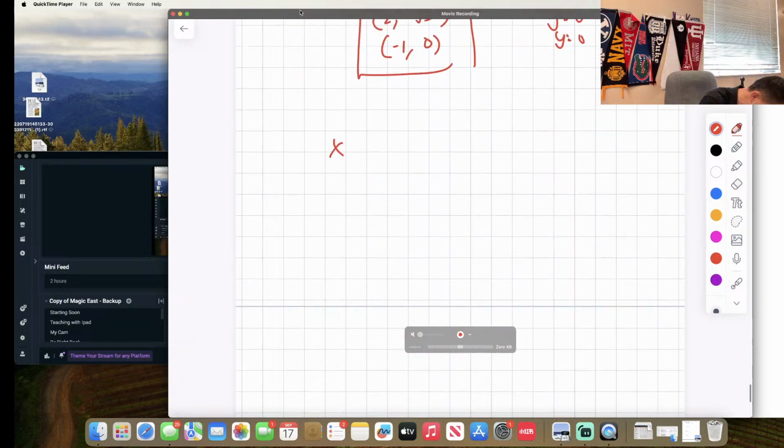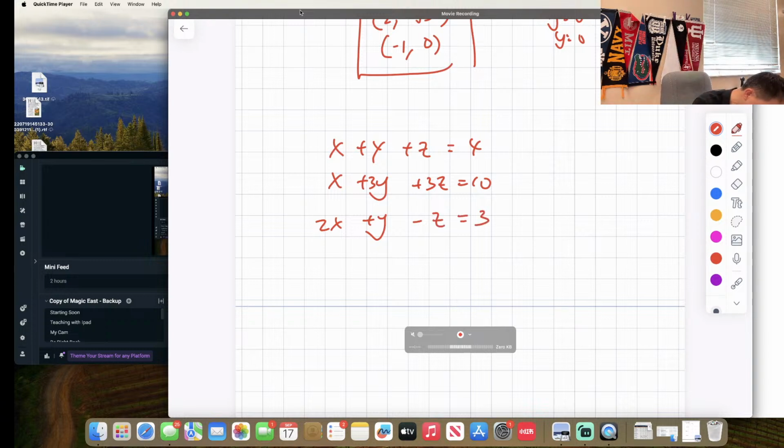Okay, so x plus y plus z is equal to 4. X plus 3y plus 3z is equal to 10. 2x plus y minus z equal to 3. The best thing is to figure out which one to target. For me, if I look at x, I need to multiply an equation by negative in order to cancel out the x. I don't like to deal with negative signs, so I'm not going to deal with x. And the only one that has a negative sign is z, which is negative z.